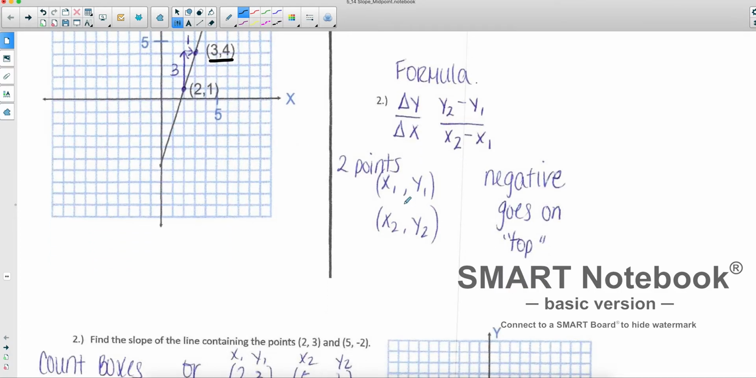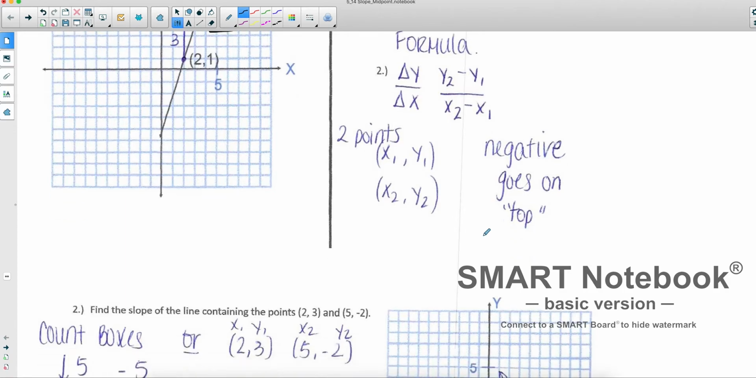Something that you always want to keep in mind is that negative should never be on the bottom. So you should never have a negative in the denominator. It should always be on top or in front. And that will also help us when we get into directed line segments and dividing segments. So just keep that in mind. All right, so let's look at a couple of examples.